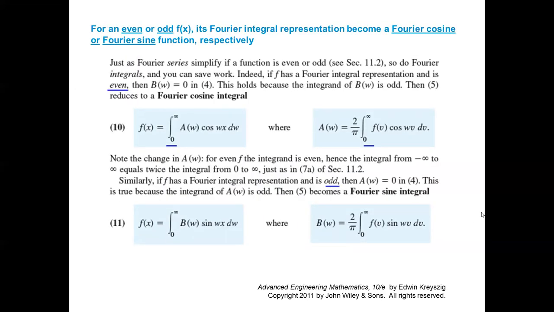And here is what I just discussed. For even f, if f is even, we have b of w equal to 0, a of w reduced to this form, the integral from 0 to infinity, and the coefficient doubled. Similarly, for odd f, if it is odd, then a of w reduces to 0, b we have to double the amount, and we can integrate only from 0 to infinity.